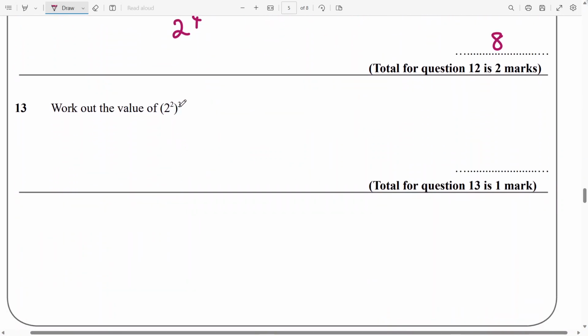Again, for this, you're going to multiply the powers. So 2 times 3, which is going to be 2 to the power 6. And because we want to find the value of it, we're going to simplify 2 to the power 6. So it's going to be 64.